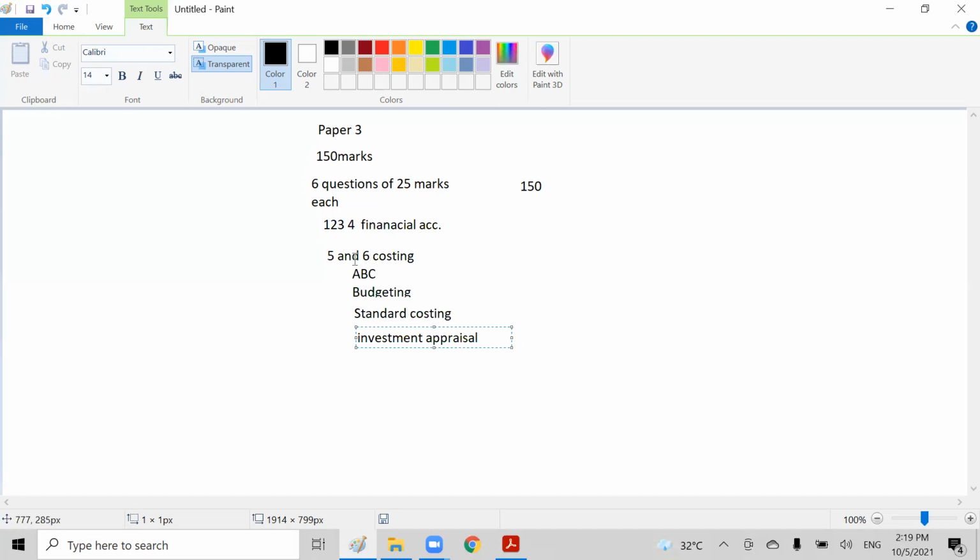It means out of these 4 chapters, 2 questions will definitely come from costing. Out of these 4, you will find 2 of them in your paper. So 4 questions of 25 marks will come from financial accounting, and 150 marks will be there.